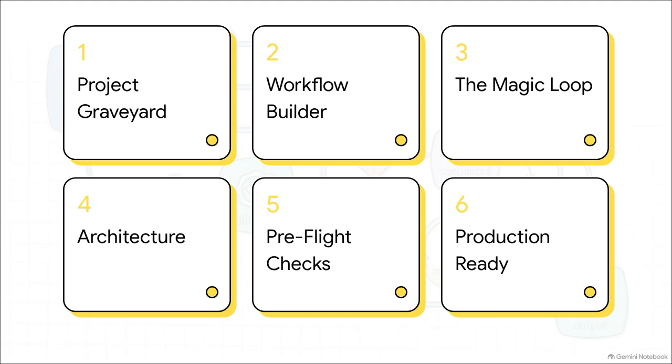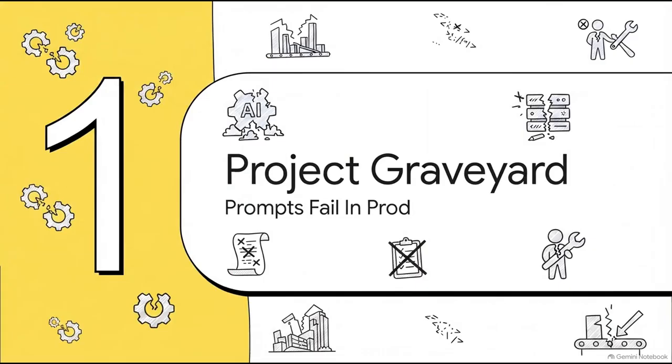Here's our roadmap for today. We'll start with the AI project graveyard, then look at the solution, Workflow Builder. After that, we'll walk through the 4-step magic loop, break down the hexagonal architecture, cover pre-flight checks and publishing, and finally, getting ready for production. Let's get to it. First up, the AI project graveyard, and why exactly our prompts keep failing in production.